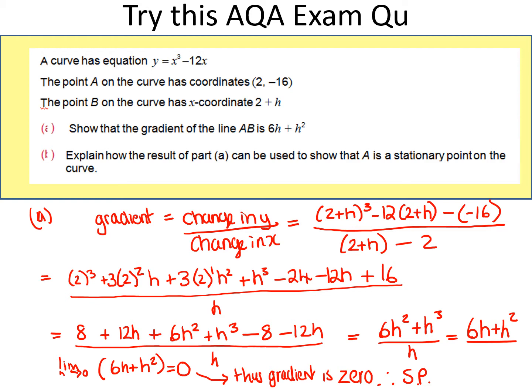And if you put the limit round it here as h tends to 0, all of this would turn to 0. So what we're saying is that as those 2 points get closer and closer together on the curve at the point 2, minus 16, they're actually giving a gradient of 0. If it's a gradient of 0, this line has no slope, therefore it's a maximum or a minimum point, i.e. a stationary point. Hopefully that was okay.